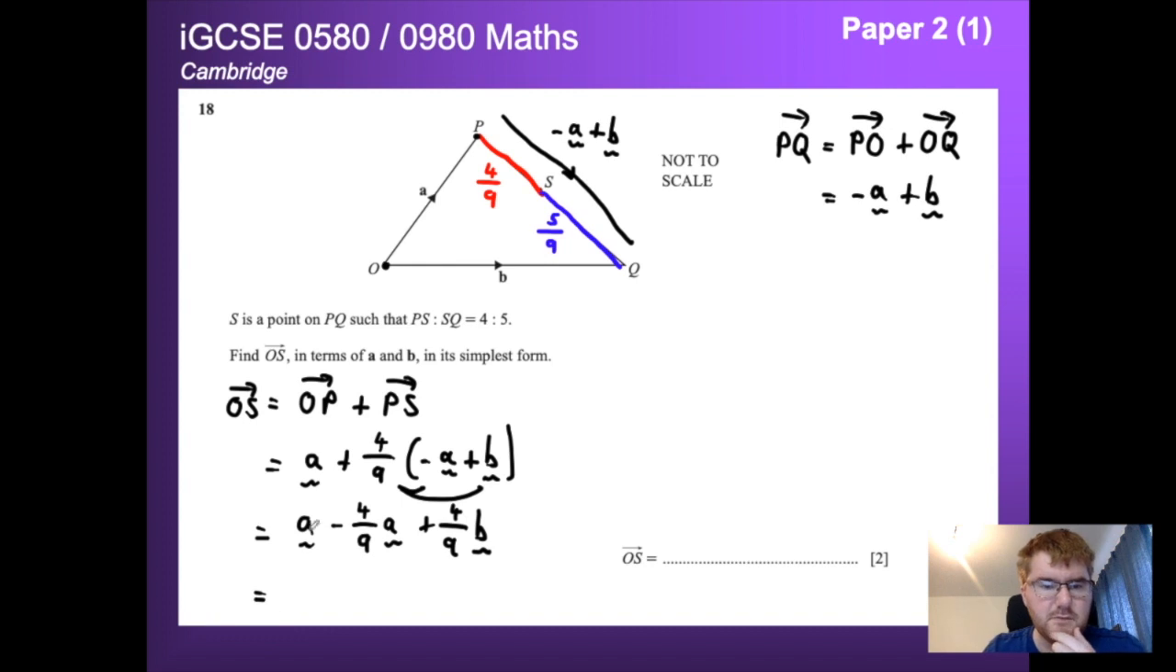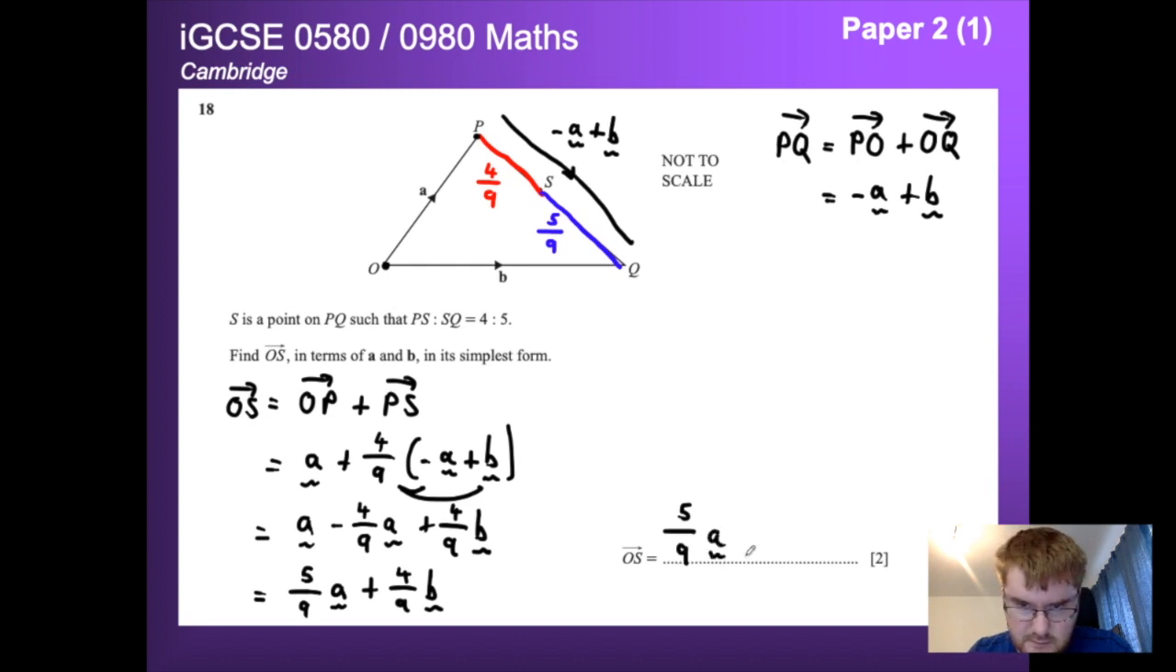And if we work this out, A is the same as 9/9, so 9 minus 4 is 5. So this is going to become 5/9 A, making sure you put the squiggles, plus 4/9 B. And we're going to write that down in the answer section. And that makes kind of sense as well. If you think where S is, it's going to be a positive part of A and a positive part of B as well. So use a common sense check to think where the vector OS is, where it's going to be a mixture of A and B, both in the positive direction.